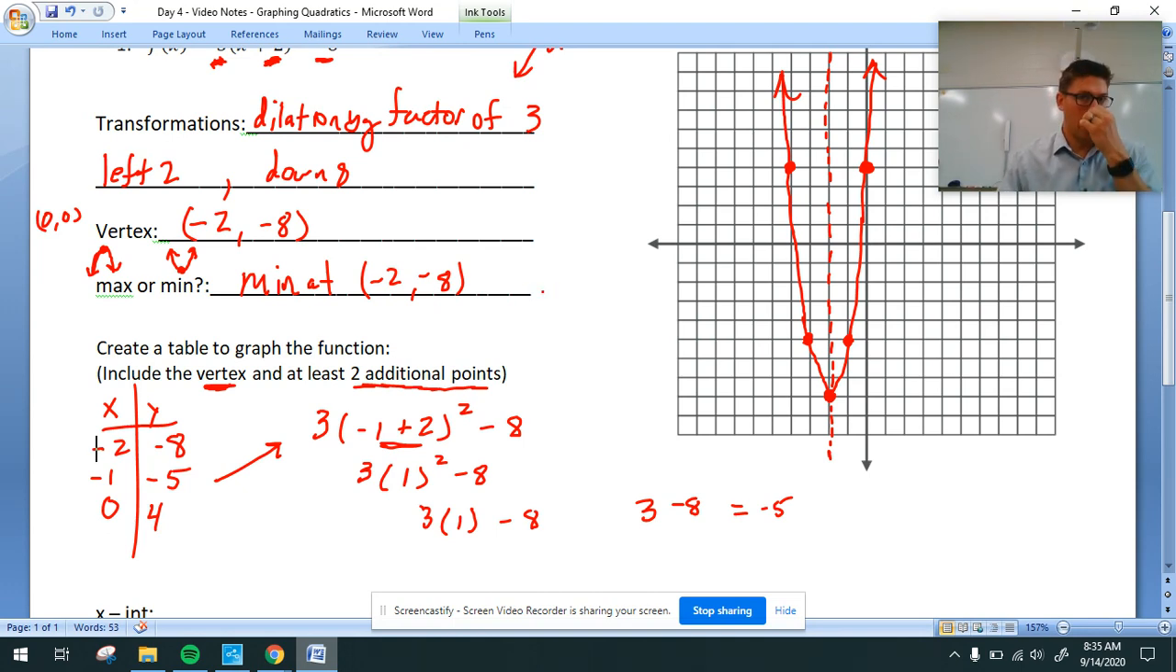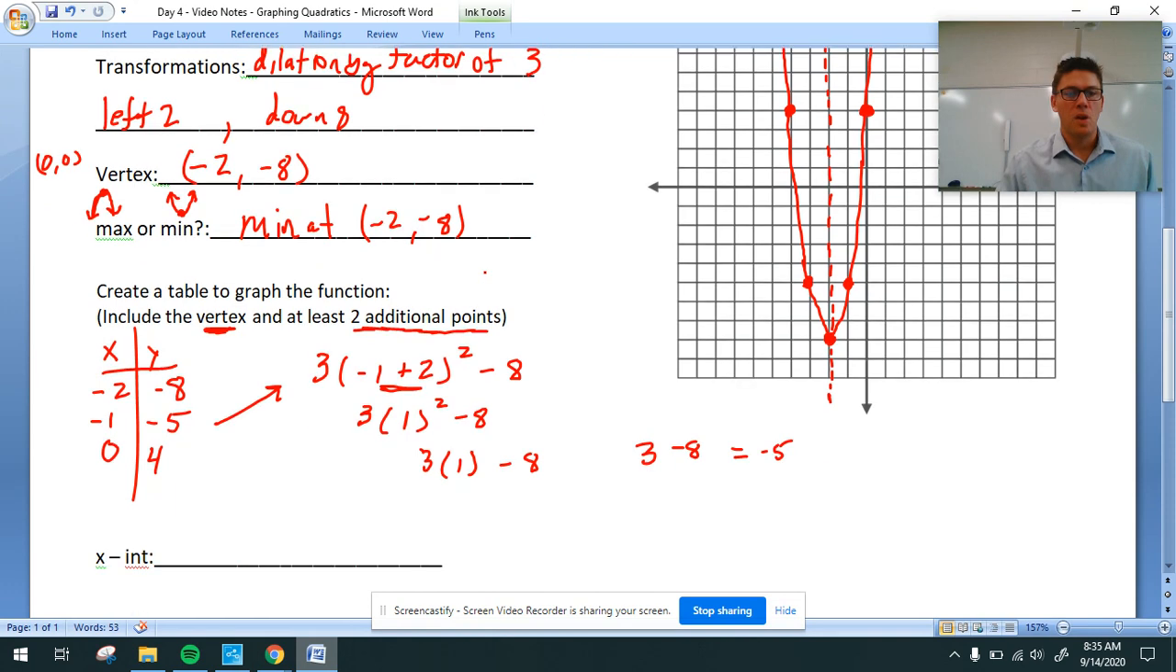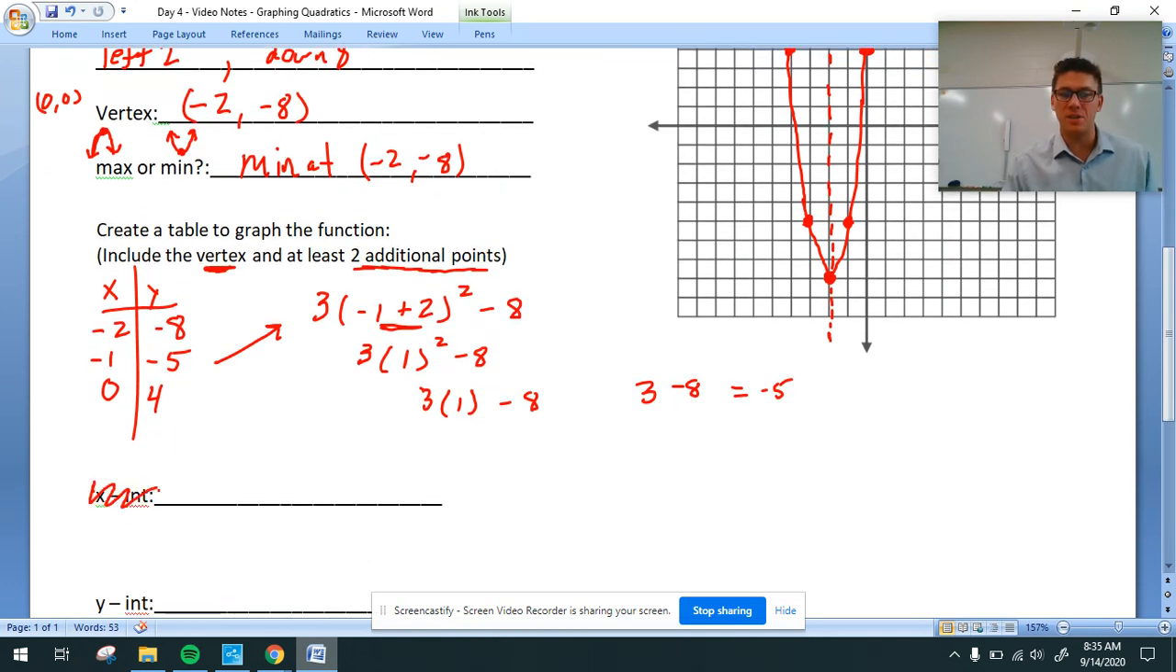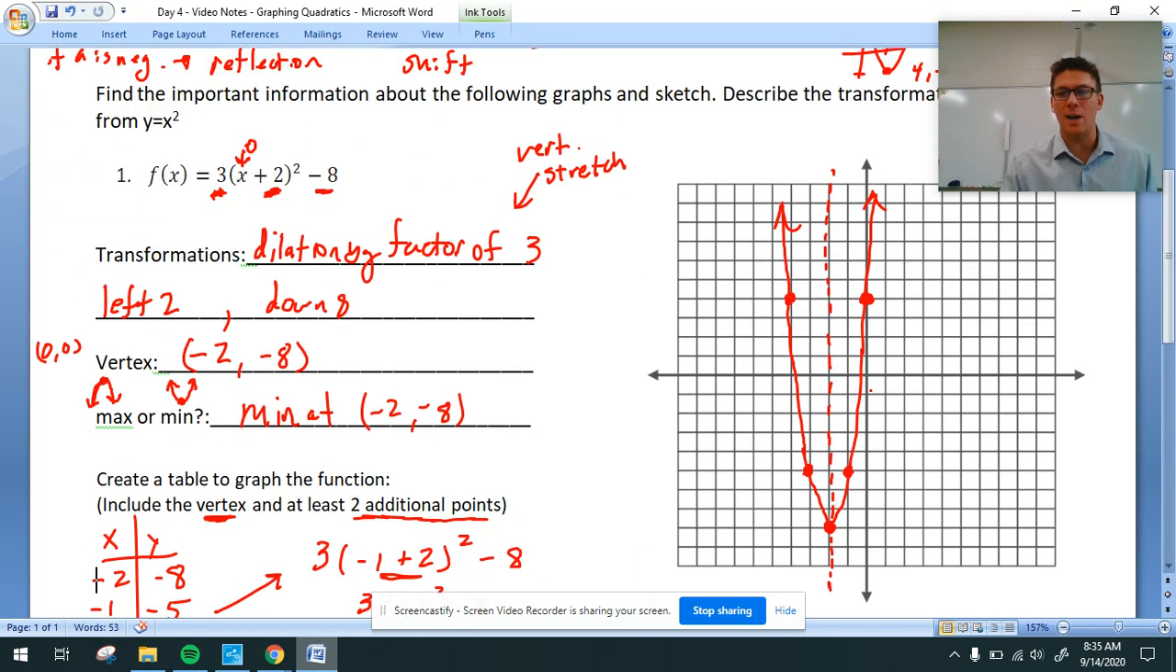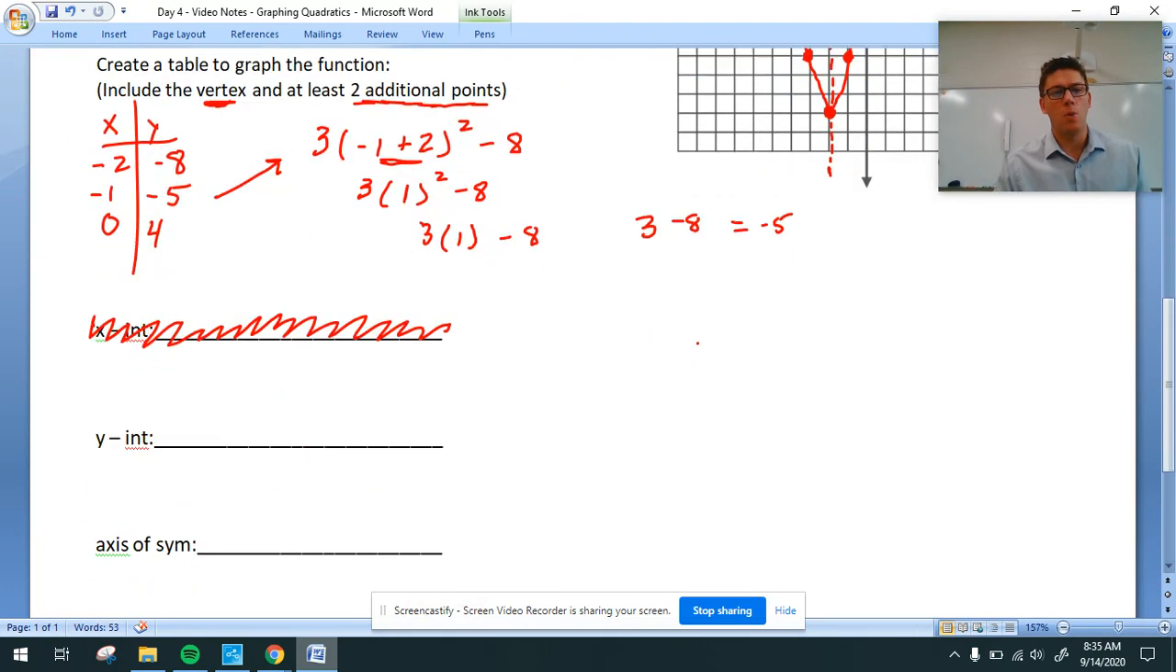So let's get to a couple more characteristics. I'm actually going to skip over x-intercepts for right now. Sometimes we'll be able to find them very easily on our graph, but right now you can see they're here and here. We're not going to approximate them. We'll solve for them later in this unit, potentially next unit, so we'll skip that for now.